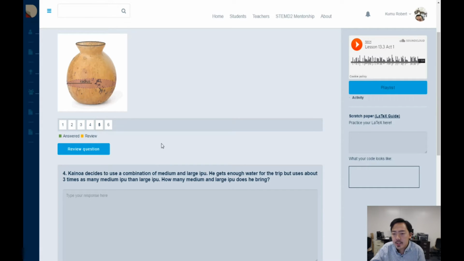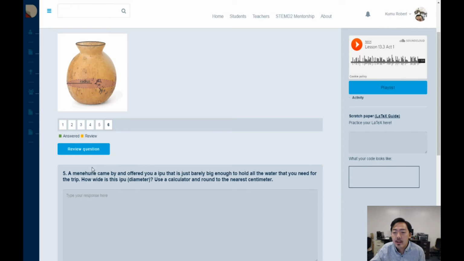In the next question, we see that Canoe uses a combination of medium and large ipu for the trip. If he has 3 times as much medium ipu as he does large ipu, then we can form a system of linear equations and figure out how much medium and how much large ipu he brings for the trip.